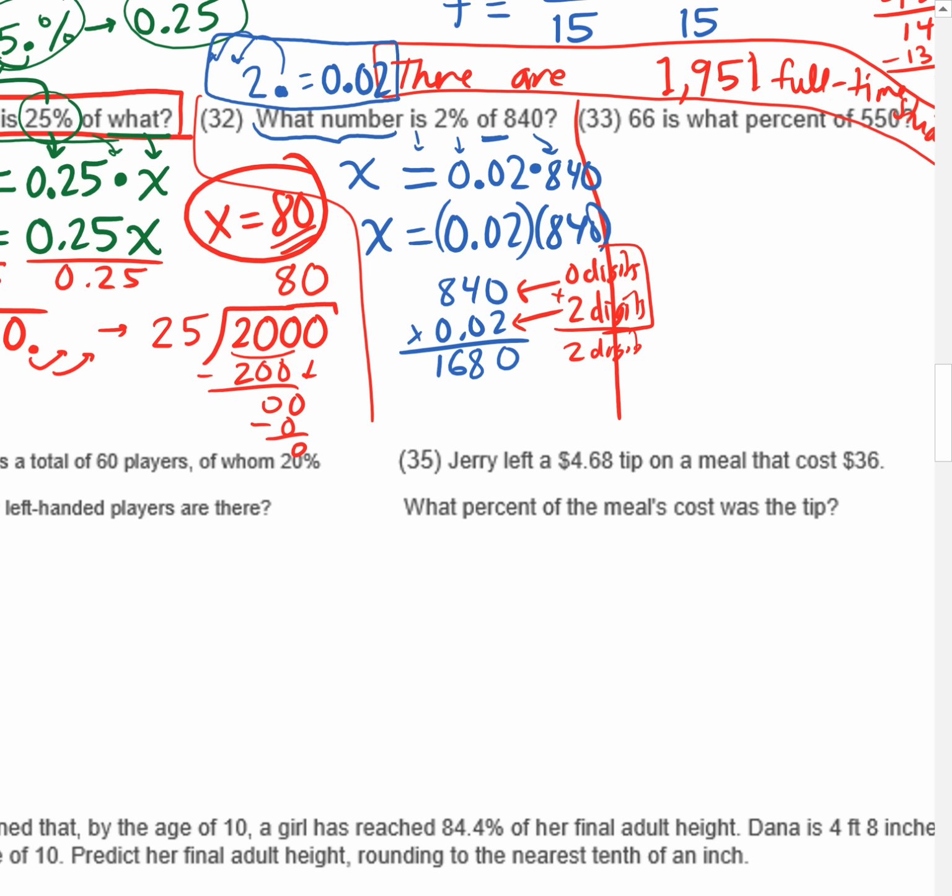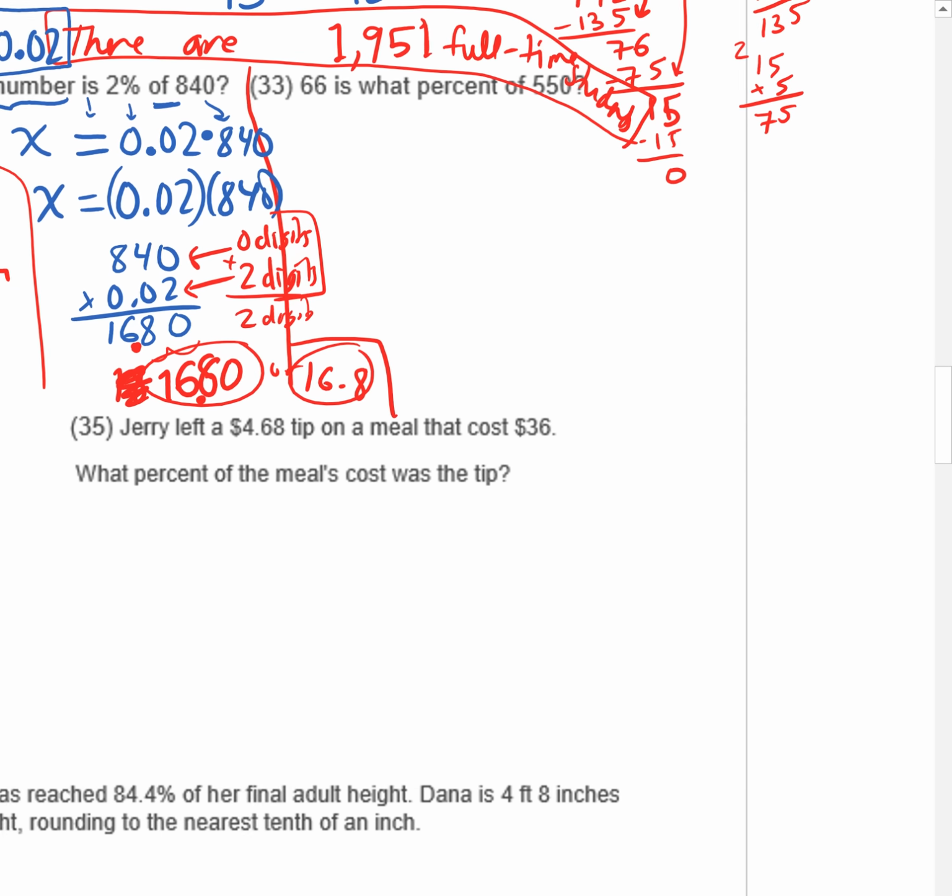So my answer better have 2 digits beyond its decimal. I move the decimal to the left twice. So it must be 16.80. There we go. Or you could just write 16.8. Remember that any zeros at the end of a decimal number don't really mean anything. It just kind of looks cleaner to write 16.8, I think.